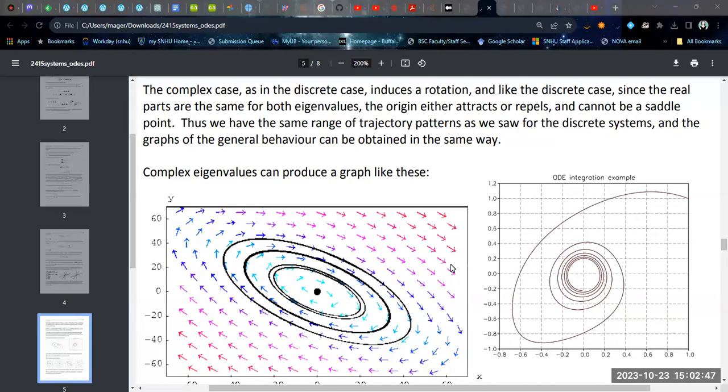Okay, now we're going to look at, in the last video, we looked at the real case. In this video, we're going to look at the complex case. Now, just as in the discrete case, in the continuous case, complex values are also going to generate rotations. And if they're completely complex, completely imaginary, then you will get stable orbits.